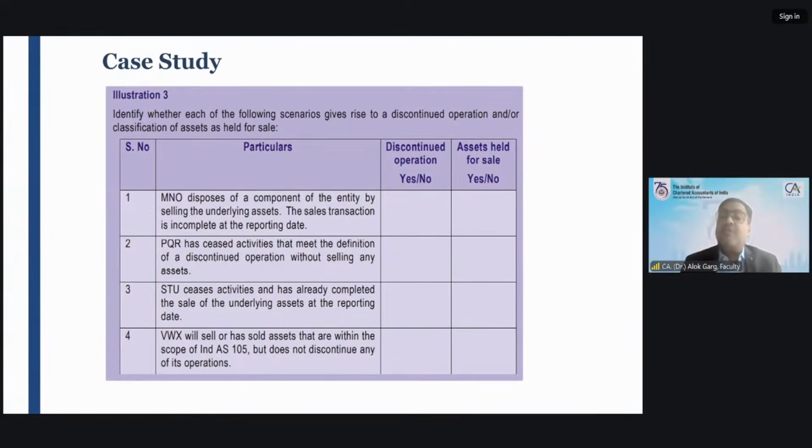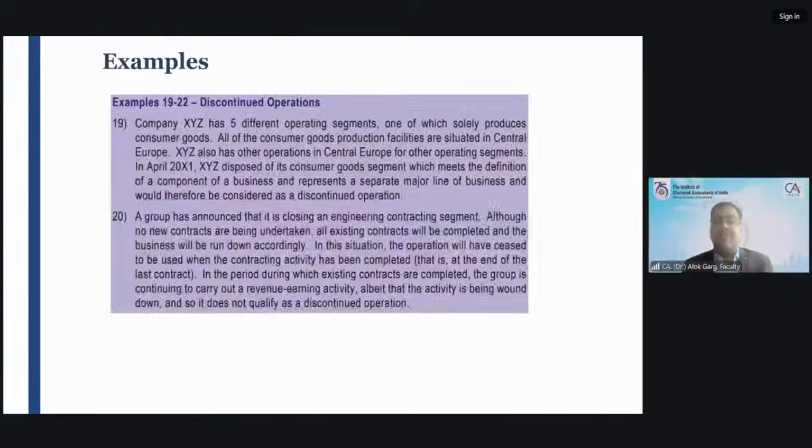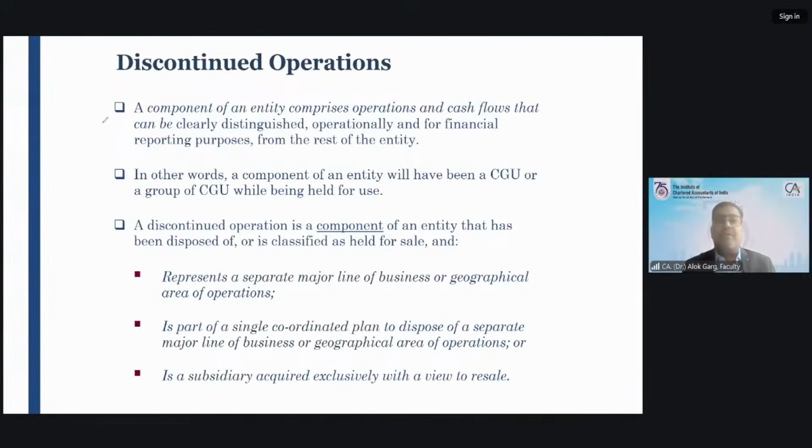MNO disposes of a component of an entity. Component is a discontinued operation, Saminathan, right? If you see the definition of discontinued operation, what it says: a component of an entity comprises operations and cash flows that can be clearly distinguished operationally and for financial reporting purposes from the rest of the entity. A discontinued operation is a component of an entity that has been disposed of or is classified as held for sale. It's a component, a segment, right?